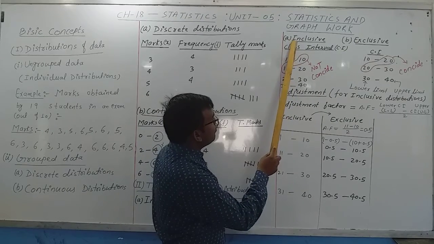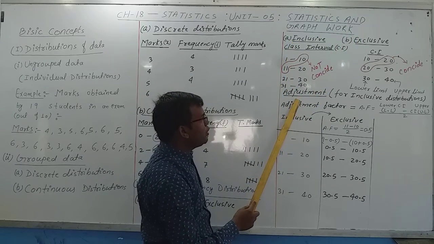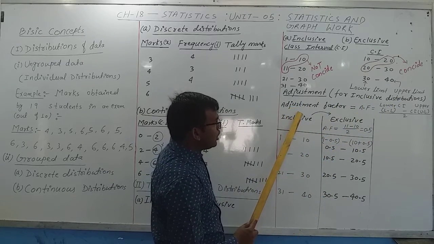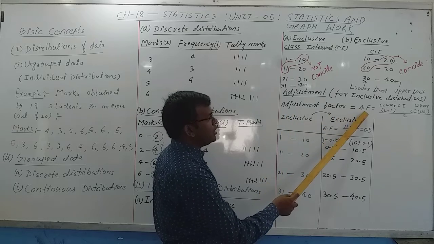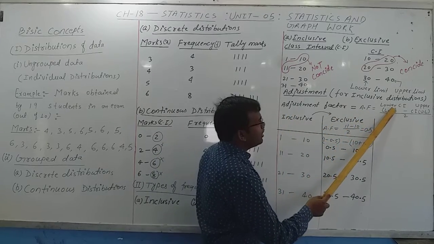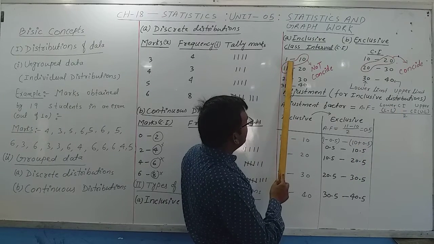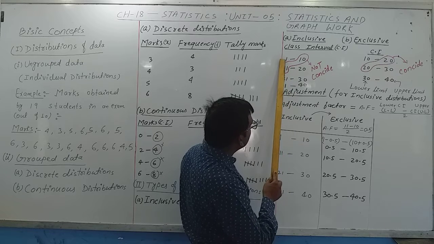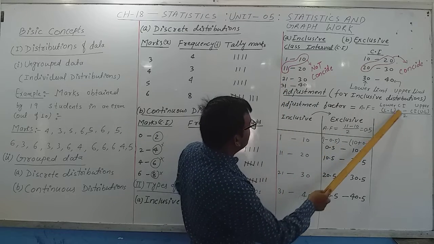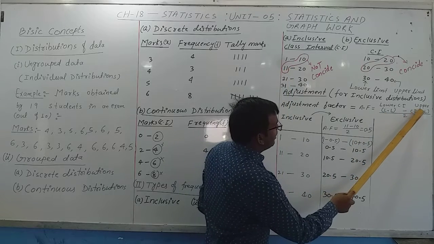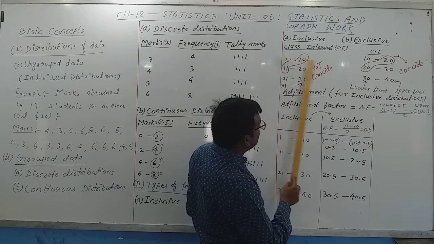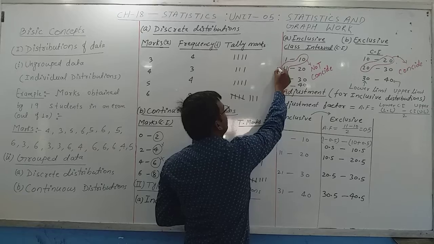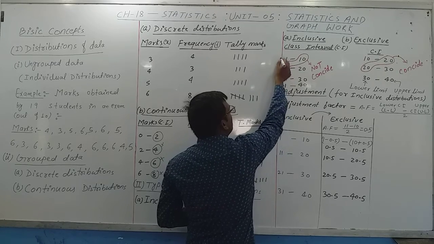So, if we need to convert from inclusive to exclusive, first we need to find the adjustment for inclusive distributions. How to find the adjustment factor? It is denoted by AF. So lower class interval of lower limit. This is the lower class interval, this is the upper class interval. So lower class interval of lower limit, that means 11. And upper class interval of upper limit, that means 10. You can consider any two. Choice is yours, these two or these two or these two.